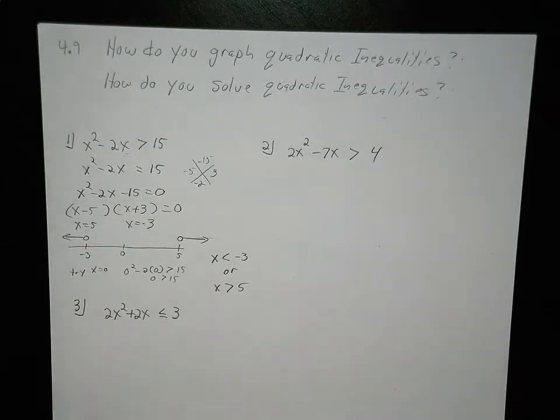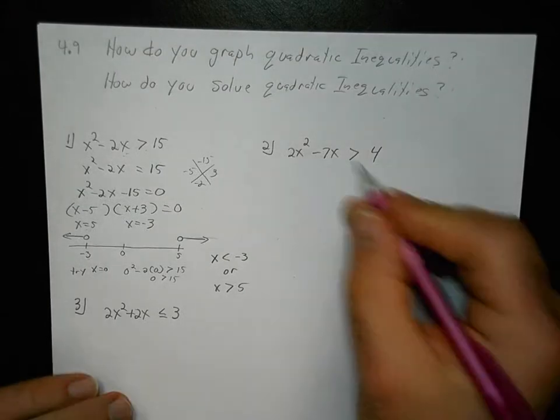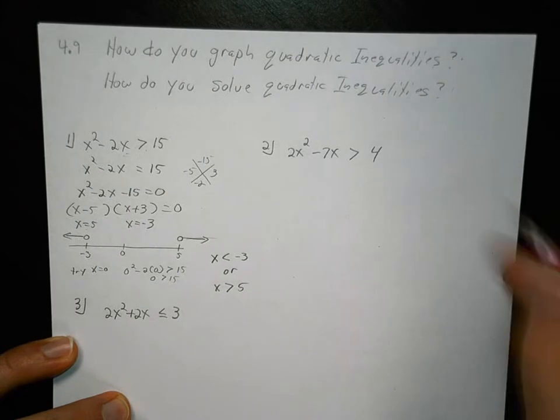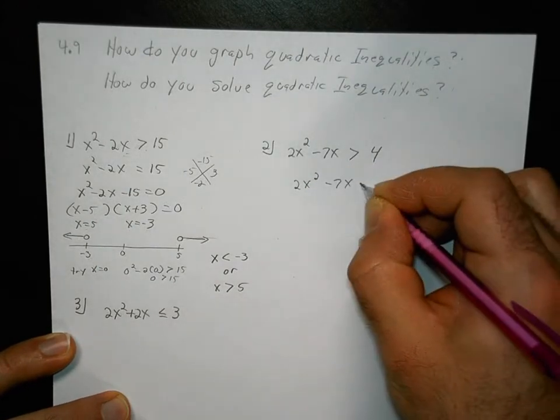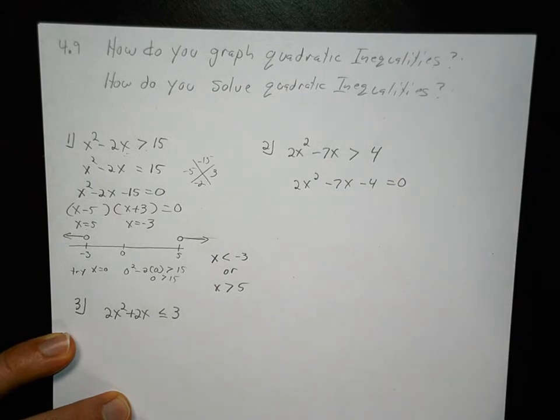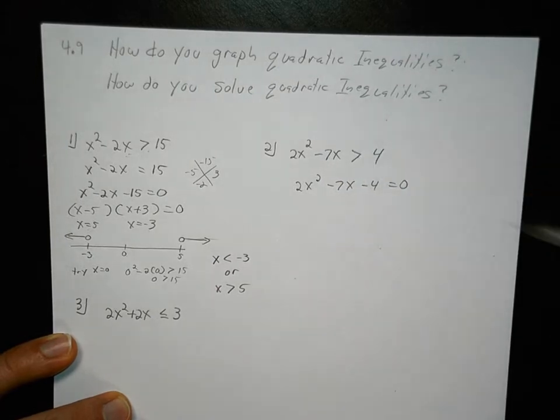All right, let's try the next one here. Again, same thing. I'm going to skip a step here. I'm just bringing this over and substituting an equal sign in there, and we're going to solve that.